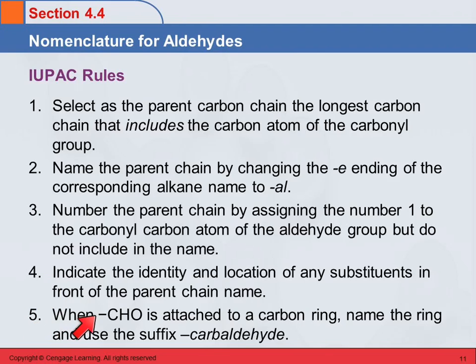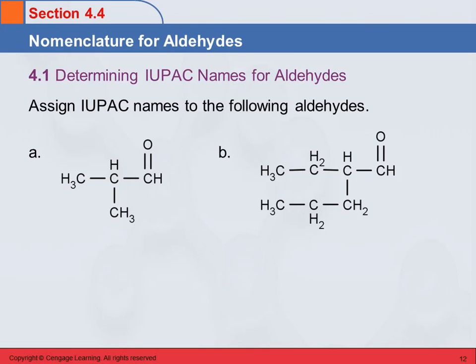Now, when you have an aldehyde functional group attached to a carbon ring, you're going to name the ring and then use carbaldehyde as the parent name. And we'll do some examples. So let's name these guys.